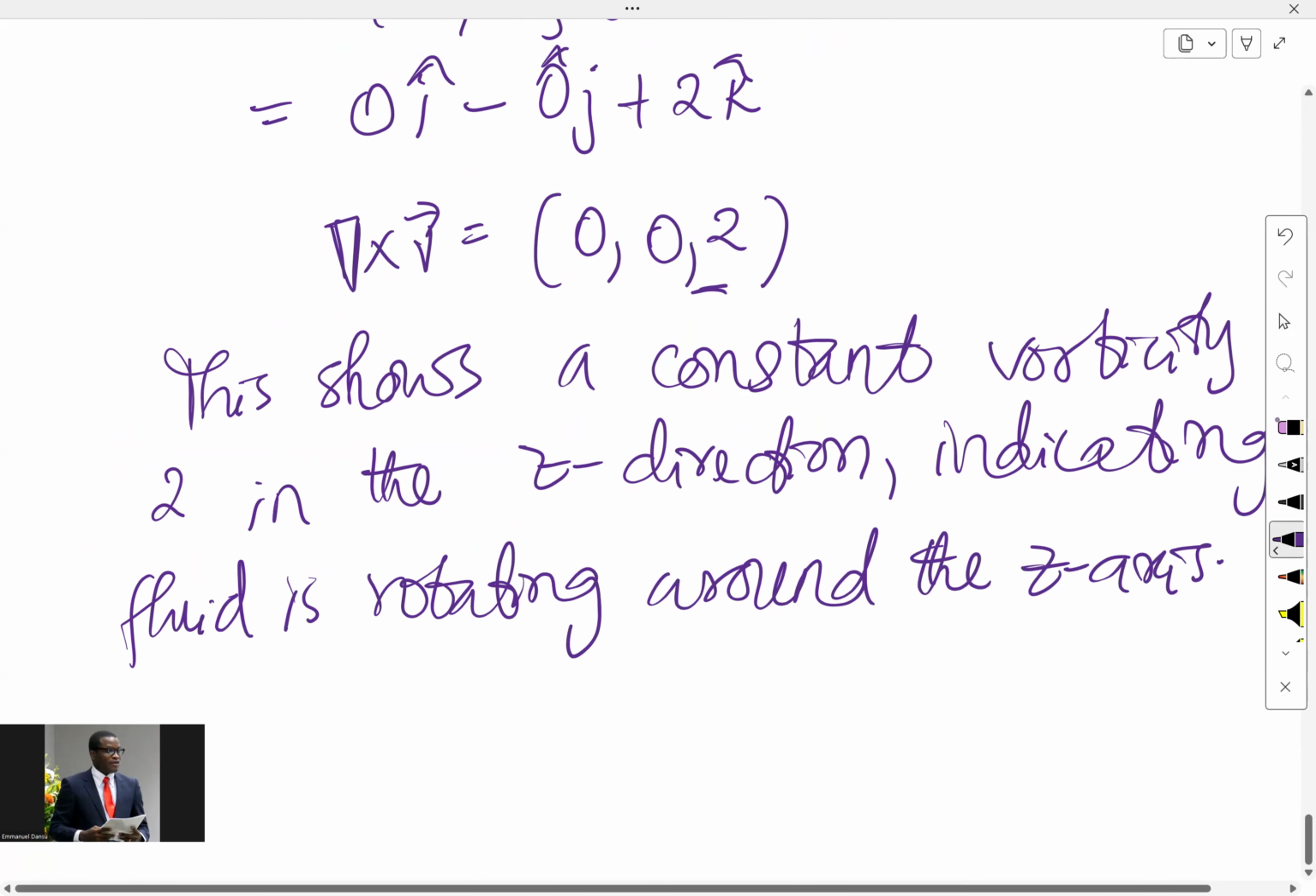Okay, so these concepts are fundamental in understanding various physical phenomena and solving practical problems in fields ranging from engineering to physics. So thank you so much for listening to this video on partial differentiation of vectors, and you have seen the applications in both electromagnetism and fluid dynamics.